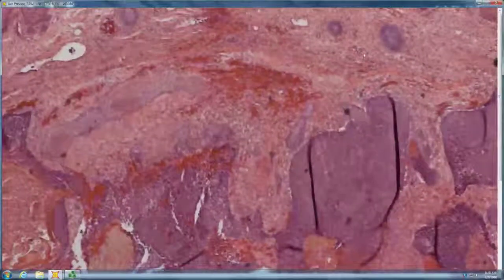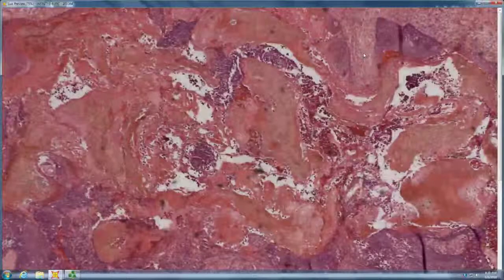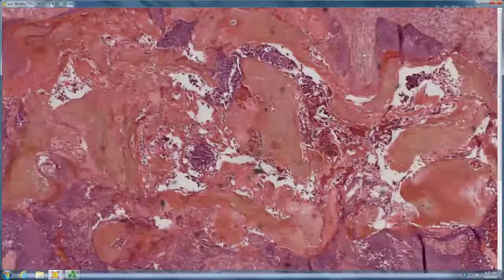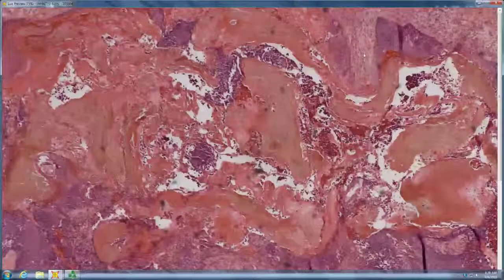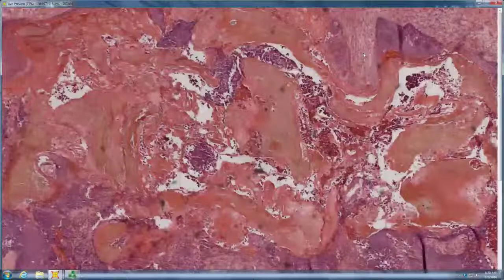So well done. So it's a pilomatricoma. Why is it a pilomatricoma? There's basaloid cells and then shadow cells. So basaloid cells and shadow cells. So you're correct. That is exactly why it's a pilomatricoma.